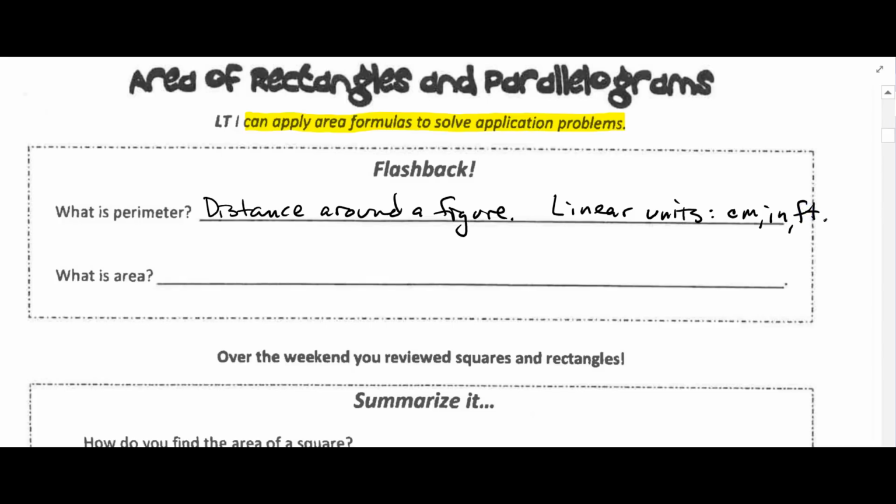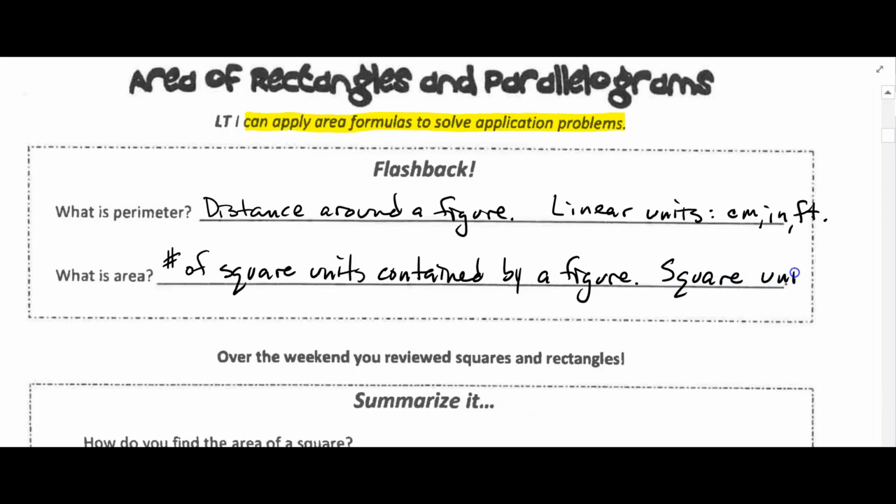And then area is literally the number of square units contained by a figure. So we're going to divide a figure into square units. So if the dimensions are in inches, we would divide it into little squares that are 1 inch by 1 inch. So our units are square units, like centimeters squared, if we divided it into little squares that were 1 centimeter by 1 centimeter, or inches squared, or feet squared. So always make sure you include your units.